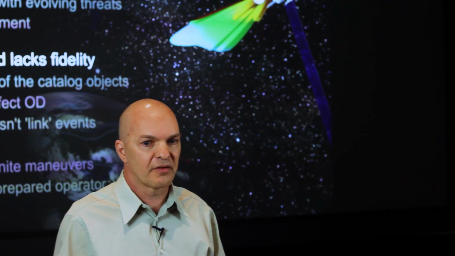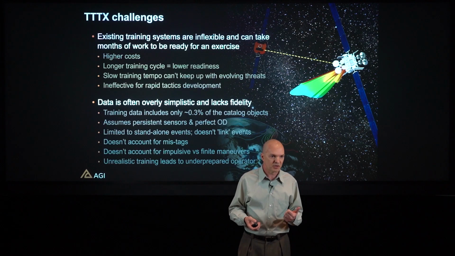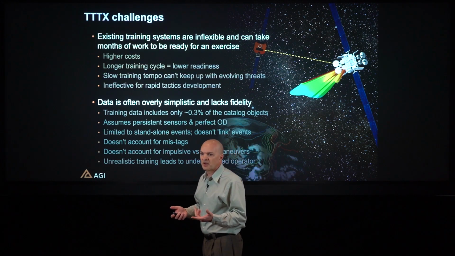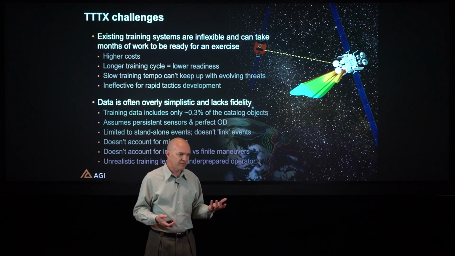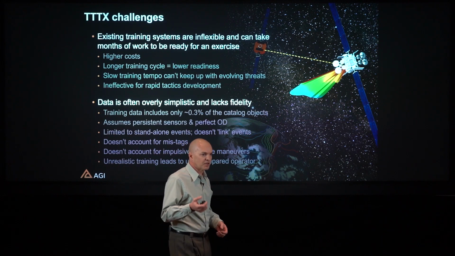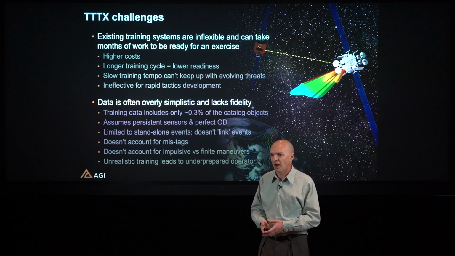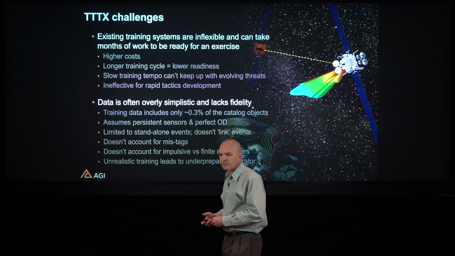And that orbital data for these objects is passed around based on the assumption of perfect sensor coverage and perfect orbit determination. Whereas in reality, operators have to deal with up to 20,000 background objects. Sensor data is often sporadic and noisy, and the quality of OD solutions really depends upon the quality of that sensor data. So this kind of unrealistic training without real-world fidelity leads to poor preparedness.